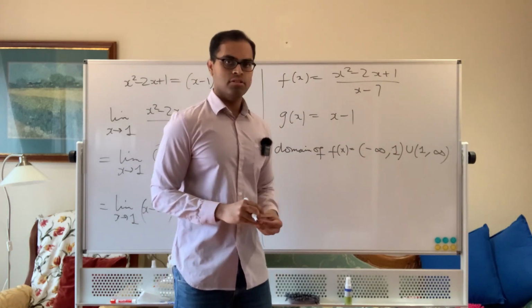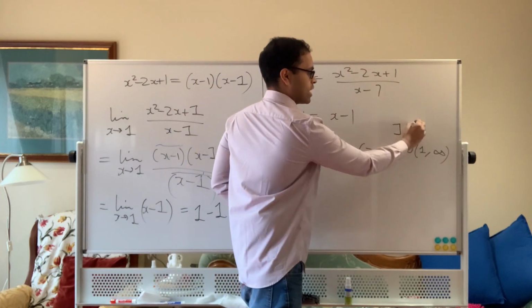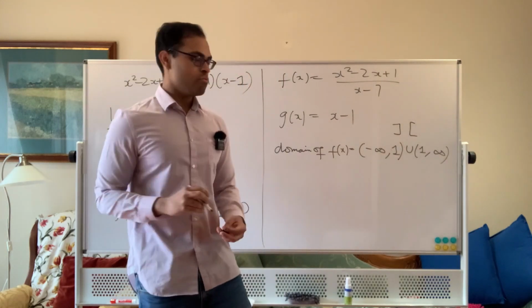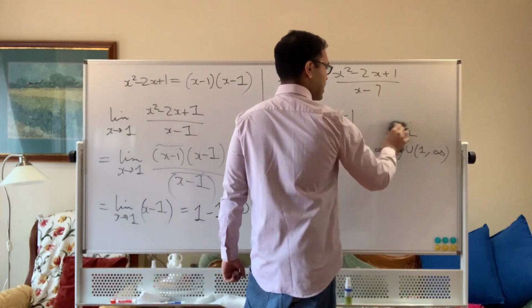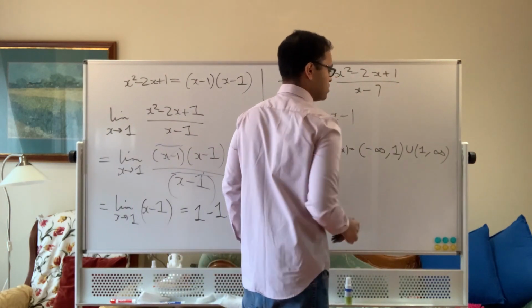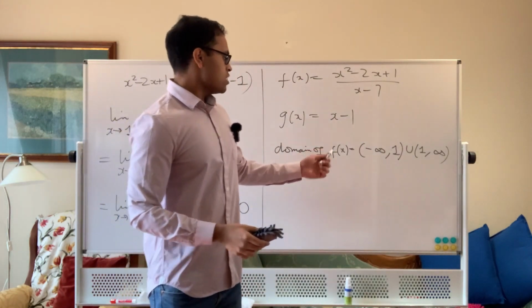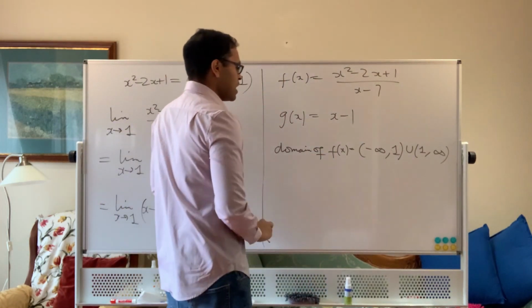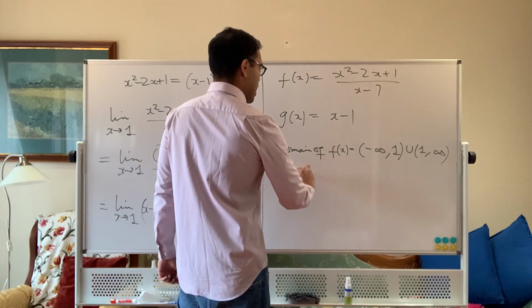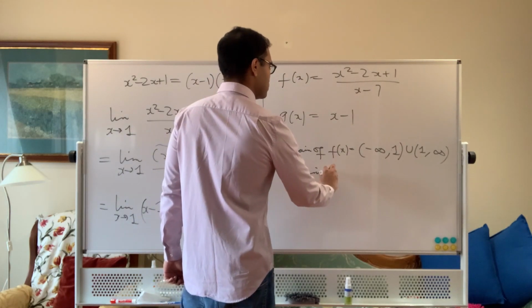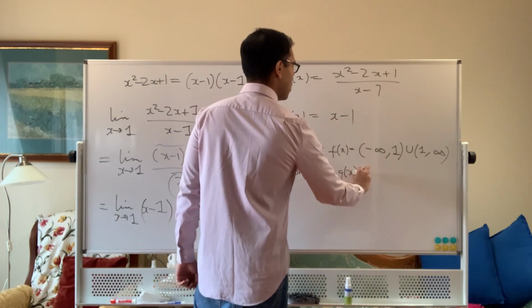not a bracket. A closed bracket would be something like that, but you have a round bracket, which is a parenthesis. And the union is just you're taking them together. So you're taking all the numbers less than 1 and all the numbers greater than 1. And that's going to be the domain of f of x. But the domain of g is just going to be equal to everything. It's all real numbers.